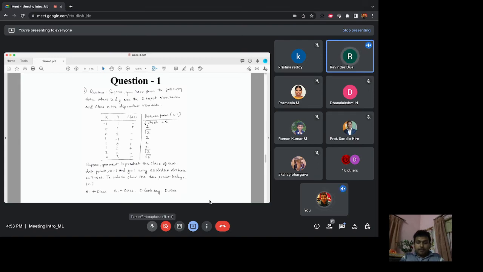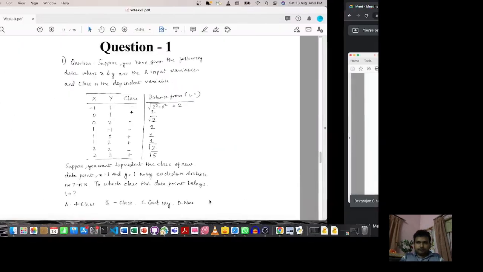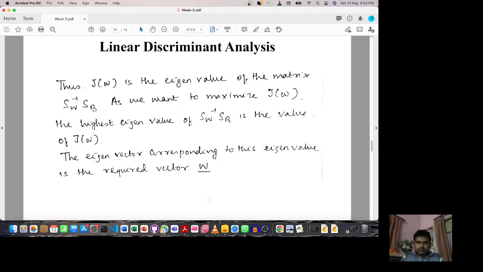Okay. So sir, highest vector means the vector which will give you points which are maximally apart, like these two, the distance will be highest. No. Highest eigenvector. I never talked about highest eigenvector. You see here I have written, as we want to maximize J(W), the highest eigenvalue of SW inverse SB is the value of J(W).